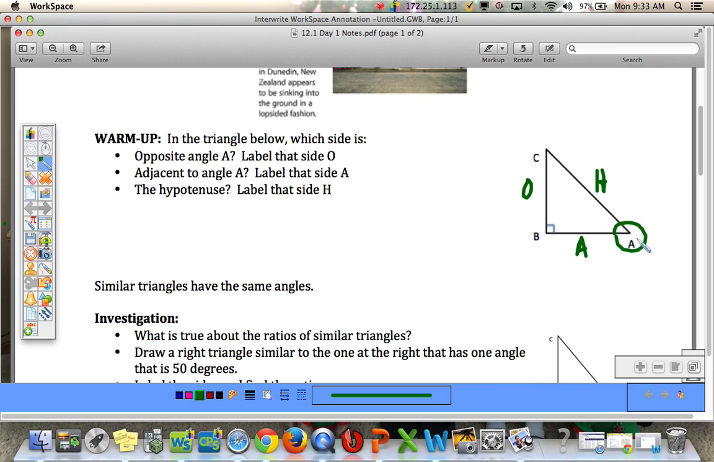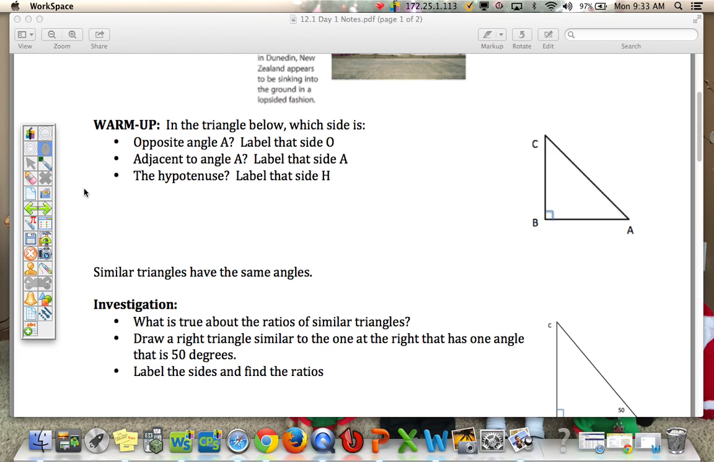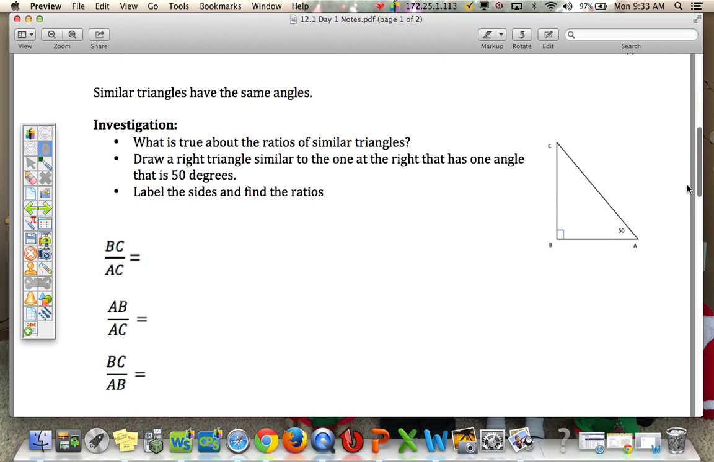And if you notice, for angle A, there's two sides that are touching angle A, but the adjacent one is the one that's not the hypotenuse. So the hypotenuse will be the longest side, and the adjacent side will be the other side touching angle A. Similar triangles have the same angles, so we're going to look at similar triangles today and do an investigation.